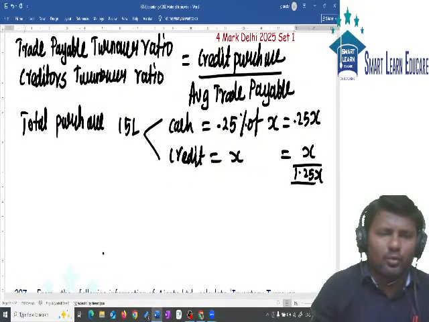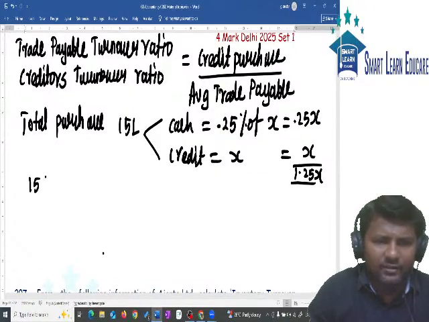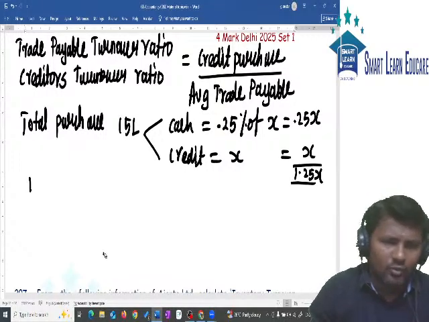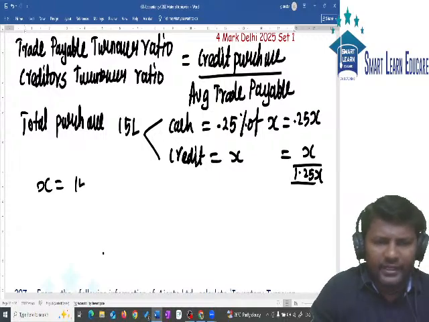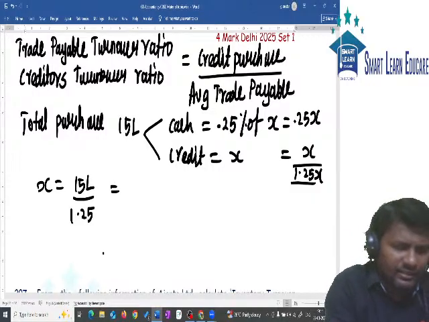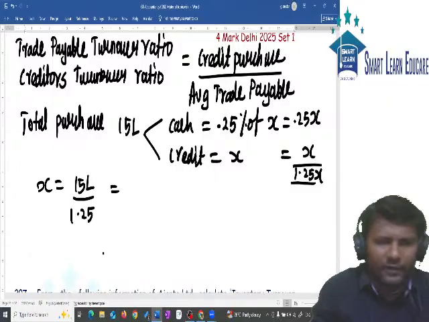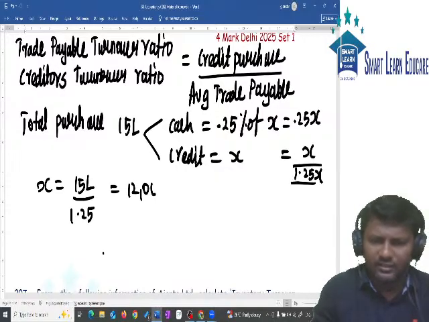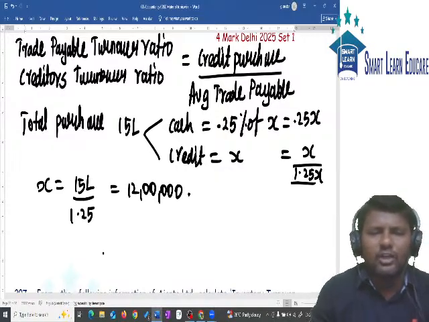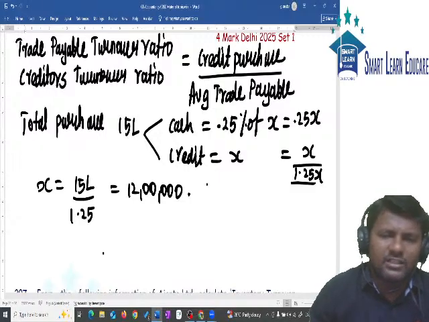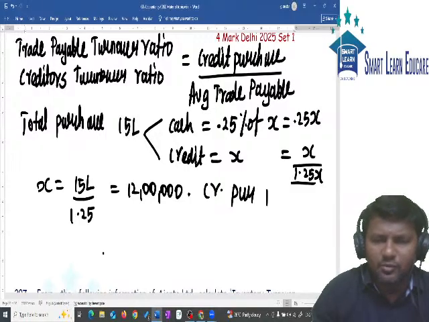If 1.25X is representing 15 lakh, then X is equal to 15 lakh divided by 1.25. This will give you the value of X. Tell me what is the value of X. 15 lakh divided by 1.25 will give you 12 lakhs. 12 lakh is representing what purchase? Credit purchase. Credit purchase is 12 lakh.